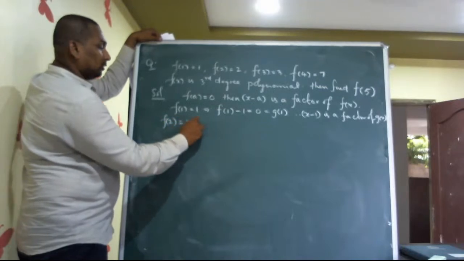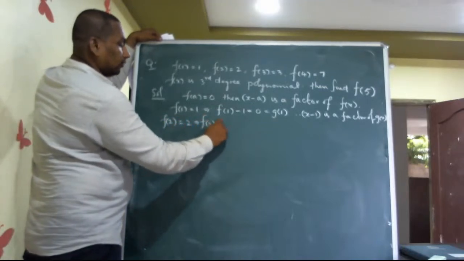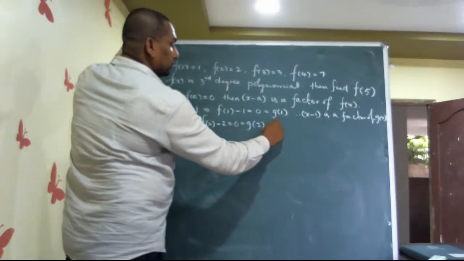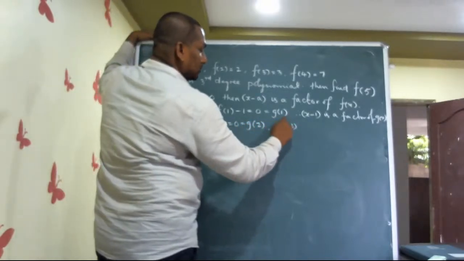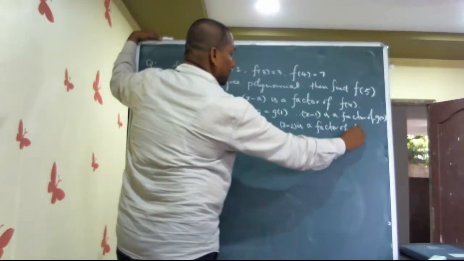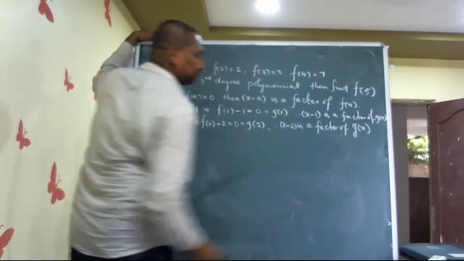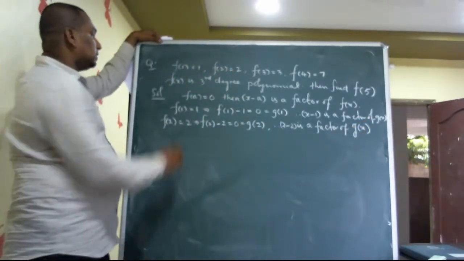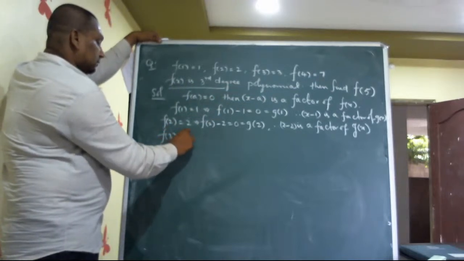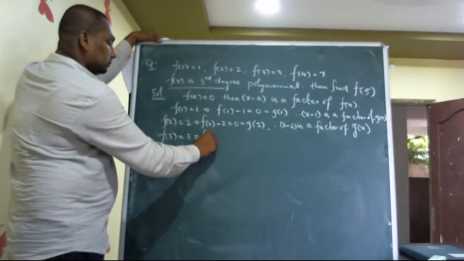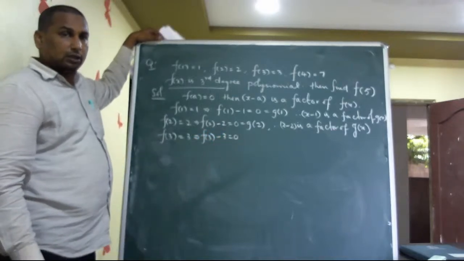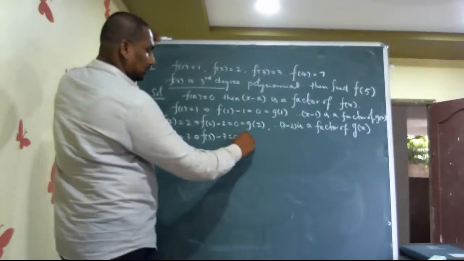So f(2) is equal to 2, f(2) minus 2 is equal to 0. Let it be g(2). Therefore, x minus 2 is a factor of g(x), because it is third degree. f(3) is equal to 3, f(3) minus 3 is equal to 0. It's a beautiful application, this previous IIT question.